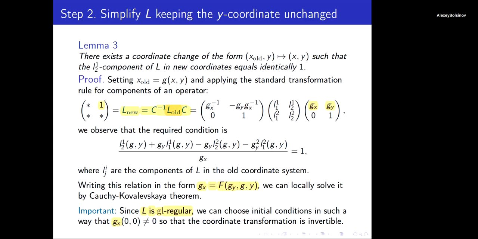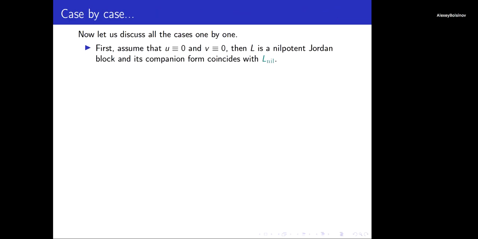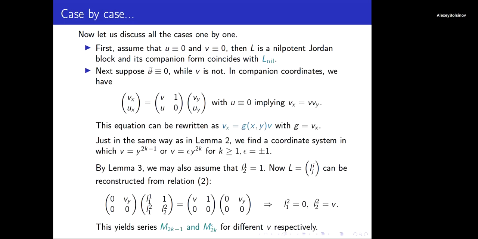Okay. Good. Now I will continue step by step. There are many situations, and we should not forget about them. The first situation: we assume that both functions U and V are identically zero. Of course, this is the case of the nilpotent Jordan block. So this is case number one.